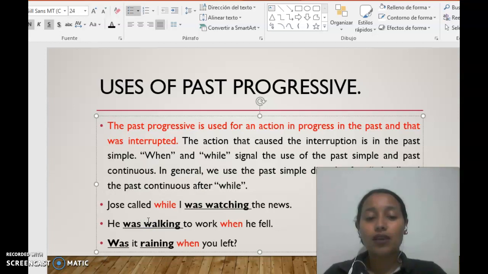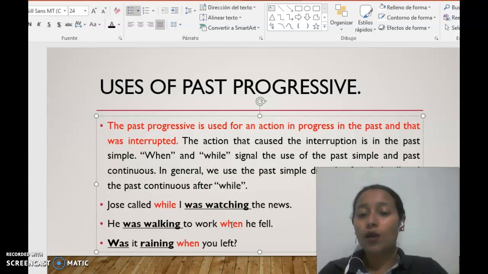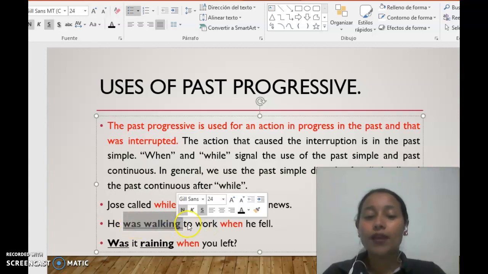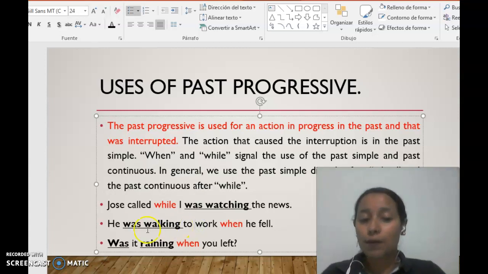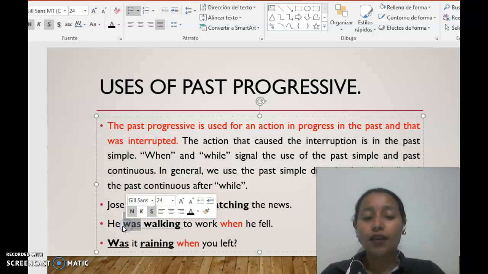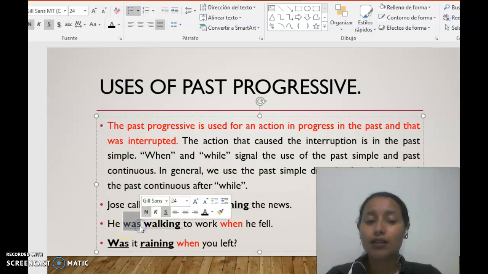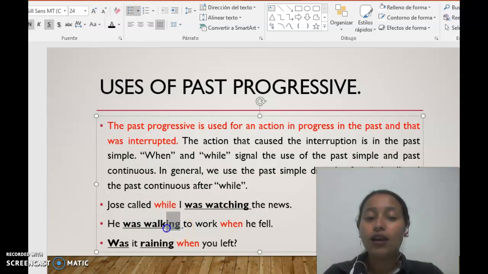The second example is he was walking to work when he fell. Obviously, we see that there is an interruption action. The interruption action is when he fell, and the principal action is that he was walking to work. Remember, we have the subject and we have to write the exact verb to be in past for this subject, and we also add the ing at the end of the verb.